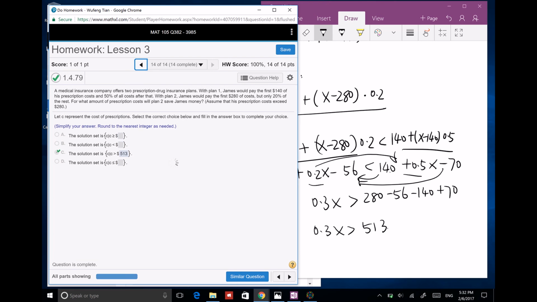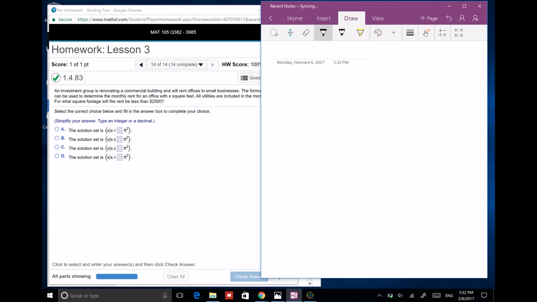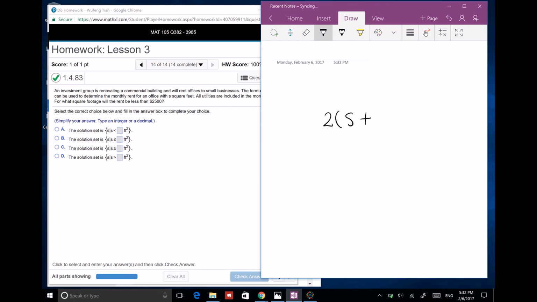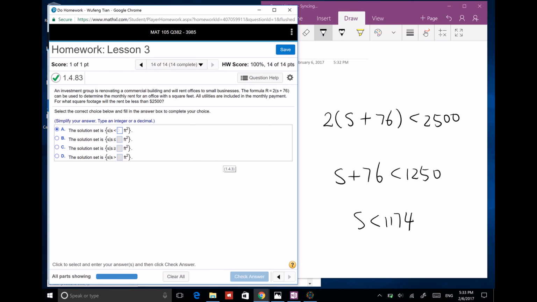Okay, so last one, an investment group. So basically you solve 2s plus 76 less than 2500. So s plus 76 less than 1250, and s is less than 1250 minus 76, which equals 1174. So that's what you do, 1174.